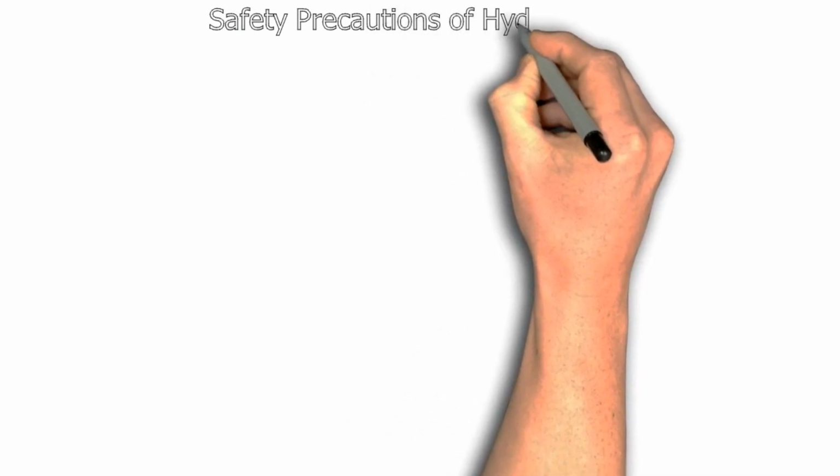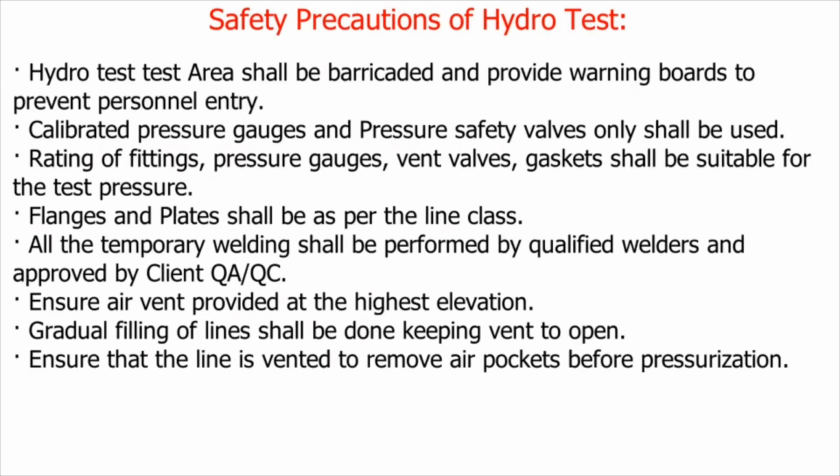Safety precautions of hydro test. Hydro test area shall be barricaded and provide warning boards to prevent personnel entry. Calibrated pressure gauges and pressure safety valves only shall be used. Rating of fittings, pressure gauges, vent valves, gaskets shall be suitable for the test pressure. Flanges and plates shall be as per the line class.